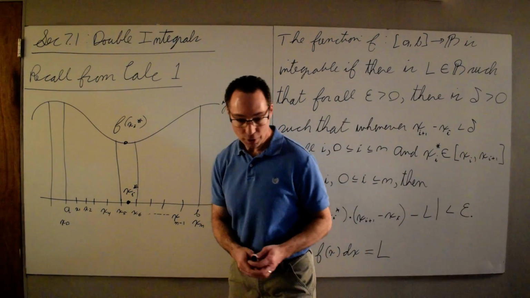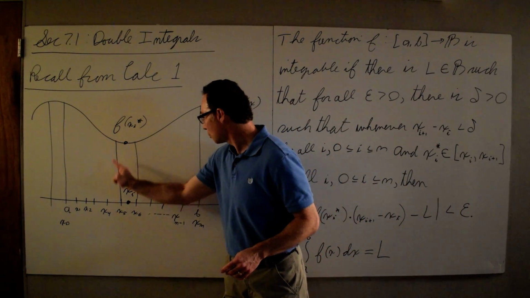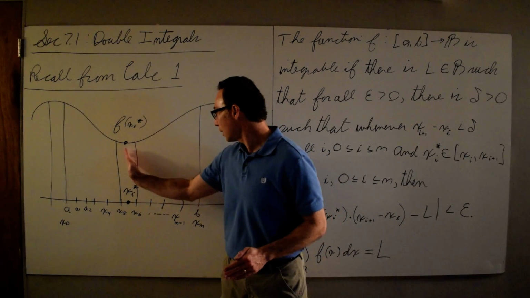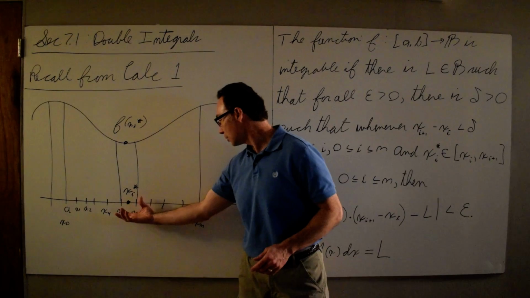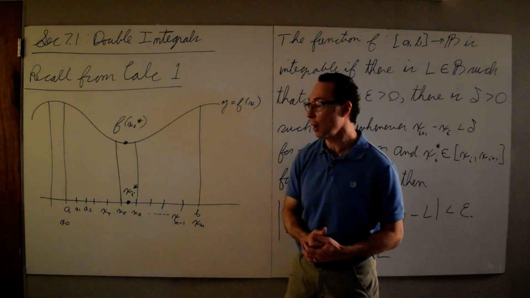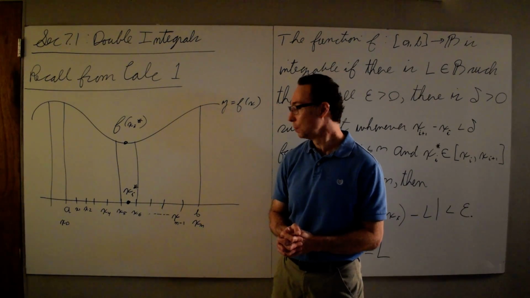And then essentially, if our function was positive, that's the picture I'm drawing. We look at these rectangles, we looked at the areas of these rectangles, we added them all up, and then we took the limit as the widths of these rectangles go to 0. And if that limit exists, then that was the integral.